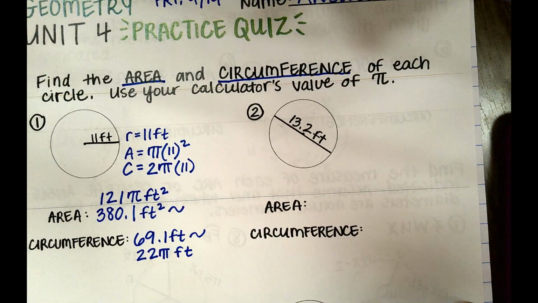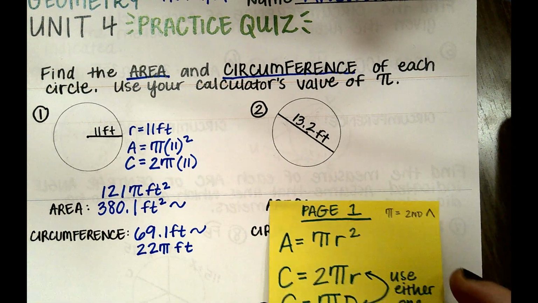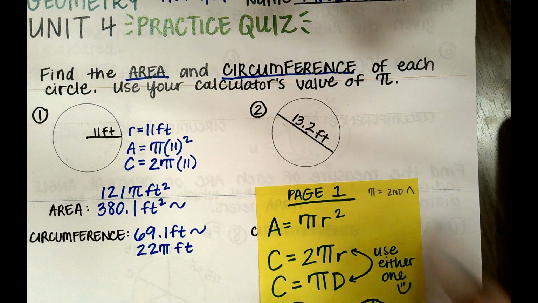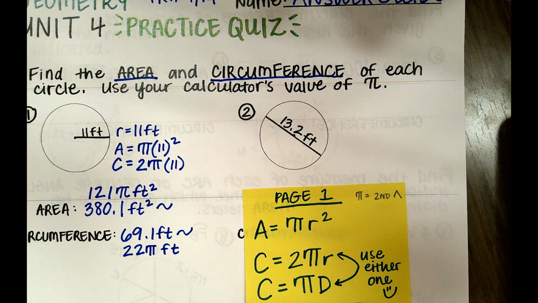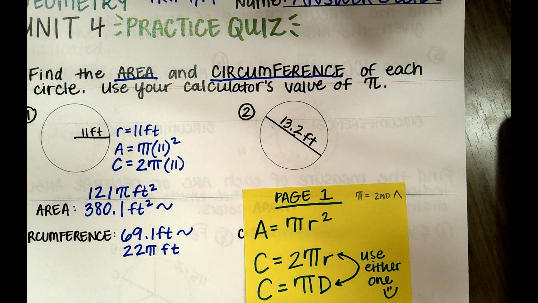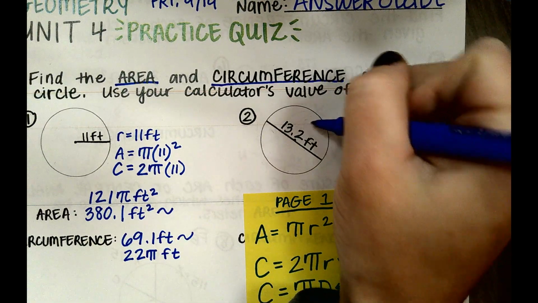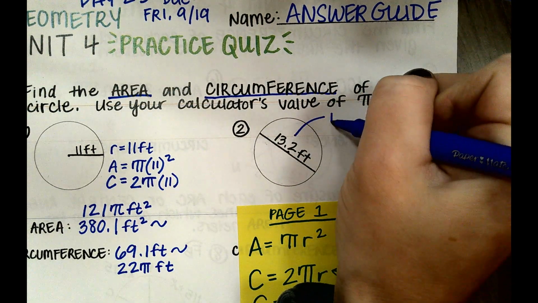Number two is the same type of question, just different numbers. So I have a circle and the measure I'm given is 13.2 feet. Is this a radius or a diameter? That is a diameter. Radius is 6.6. Ooh, okay. So the radius is 6.6. How did you get that? Okay, good. So if we don't have the radius, that's the first thing we have to find.